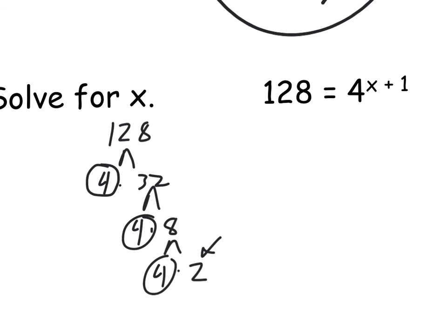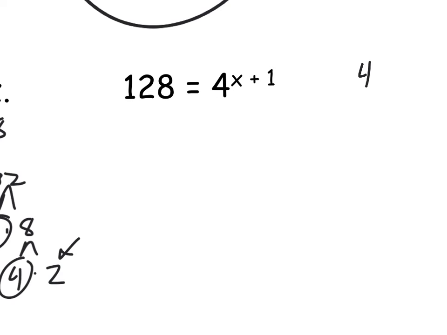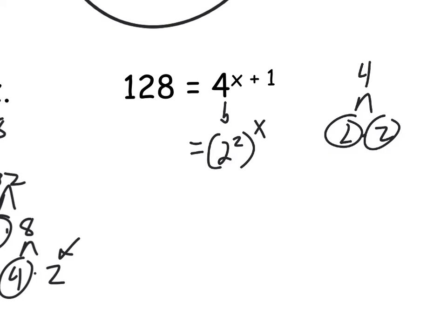Well, wait a minute. This doesn't work because I have to have all 4s when I'm said and done. I can break this down to 2s, which is what I'm going to have to do. But I'm also going to have to break 4 down to a base of 2. Now, this is where it gets a little bit interesting, okay? Because this 4 is 2 squared, but this whole 4 is raised to the x plus 1 power. So when we break that 4 down, we got to put it in parentheses because it's raised to the x plus 1 power. We'll get to that in a minute. We're going to clean that up in a second here.